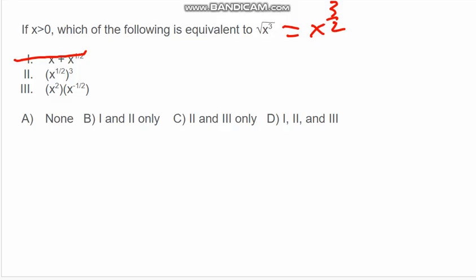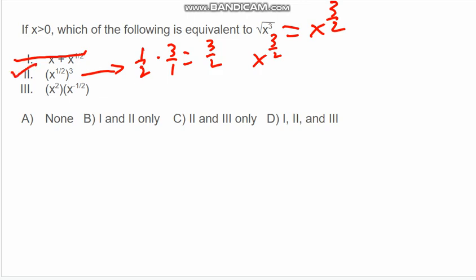All right, for number 2, the rule is if you have this 1/2 cubed, you're going to multiply the 1/2 into 3 to get the new exponent. So 1/2 times 3 over 1, which is just 3, is 3/2. So number 2 is x to the 3/2. All right, so that one works.